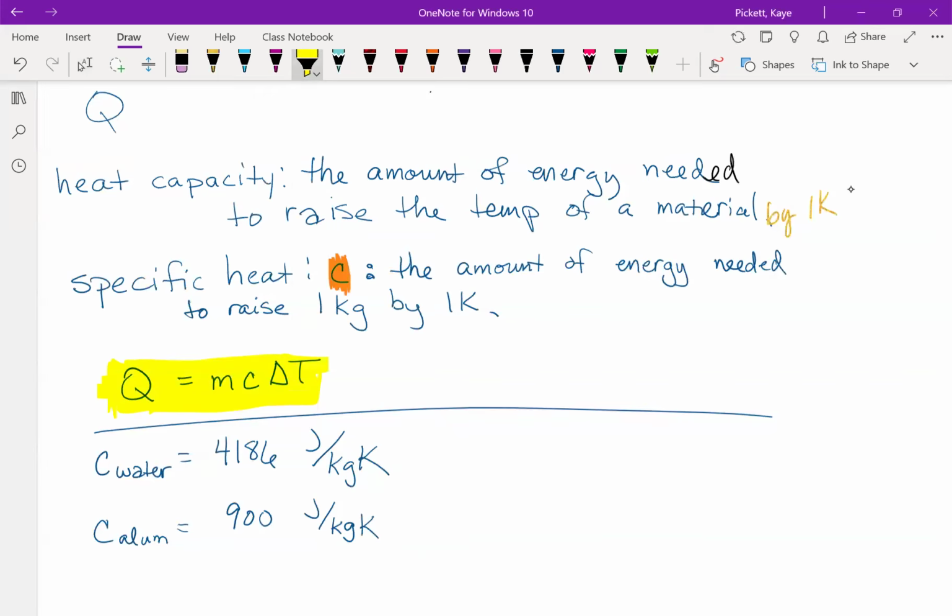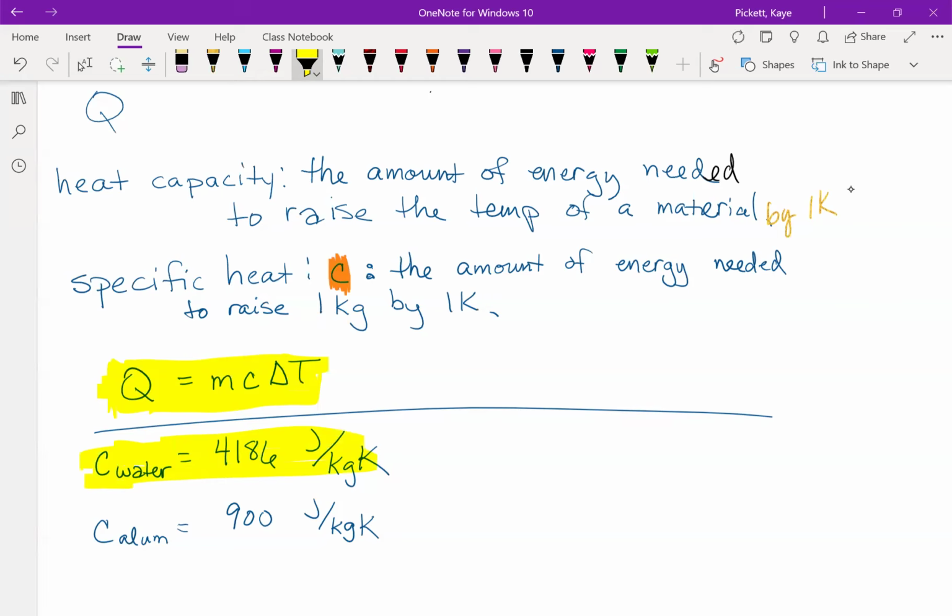A couple that you might want to write down in your notes: the specific heat of water, and this is really the only one we'll be using in just a minute, is 4,186 joules per kilogram Kelvin. It's a lot of energy. The fact is, water has a very high specific heat.